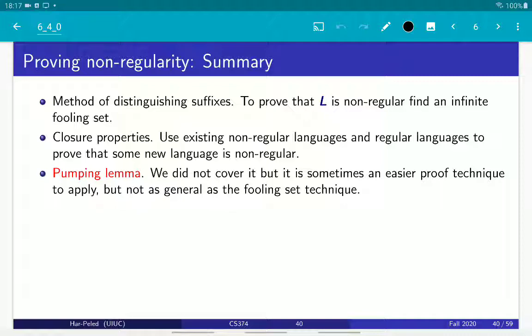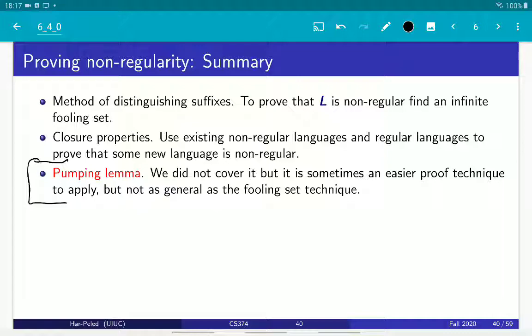Okay. So what are the techniques that we have for proving non-regularity? We have the technique of proving that there are a lot of distinguishable prefixes, namely proving that there is a big fooling set, an unbounded fooling set, which implies the language is not regular. We had the technique of closure properties: starting with a bunch of regular languages, applying them to the new language, and getting a non-regular language, and as such concluding that the original language was not regular. And the third technique, which we did not speak about at all, although I hinted at it in the beginning, is the pumping lemma.